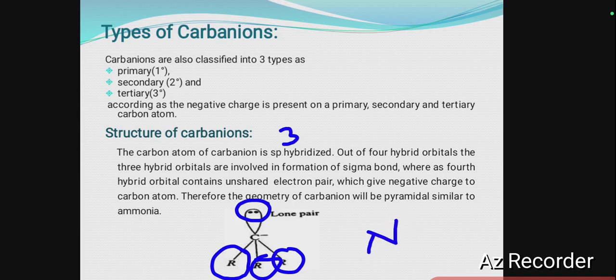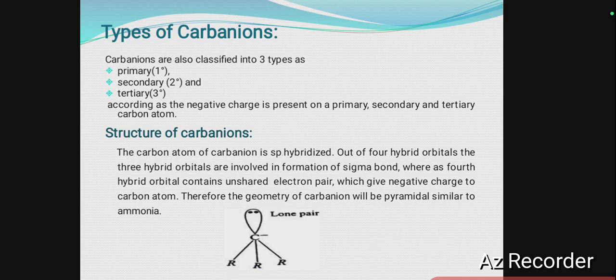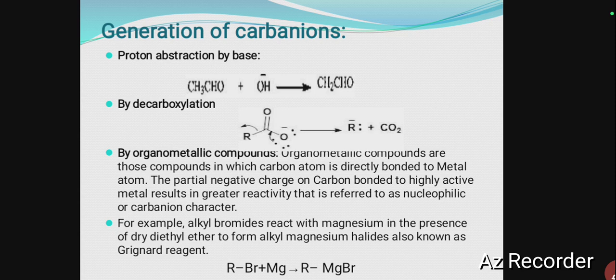As in the case of ammonia, the nitrogen is forming 3 sigma bonds with the 3 hydrogens, and it has an unshared pair of electrons on the nitrogen atom. Hence, this has a pyramidal structure. Similarly, as with ammonia, the carbanions also have the pyramidal structure. Next, generation of the carbanions.